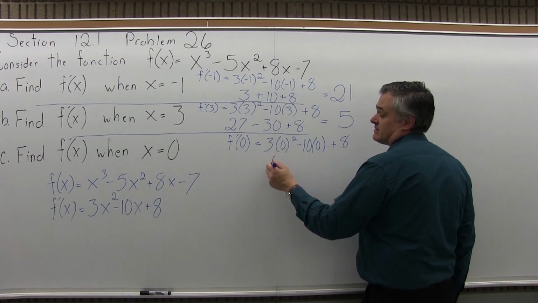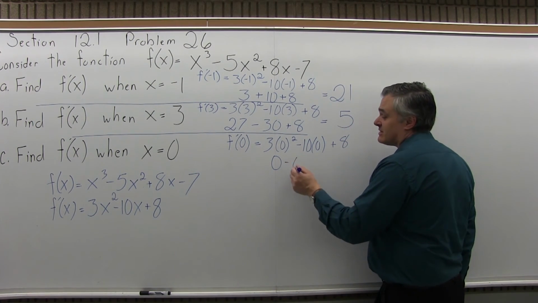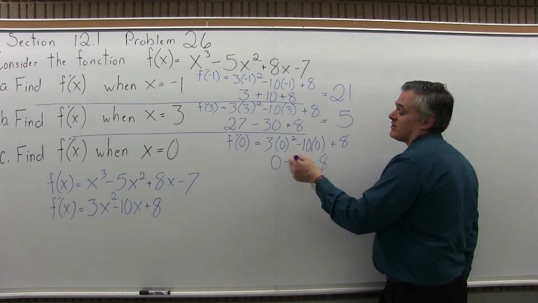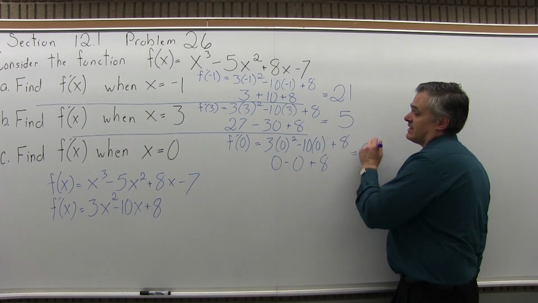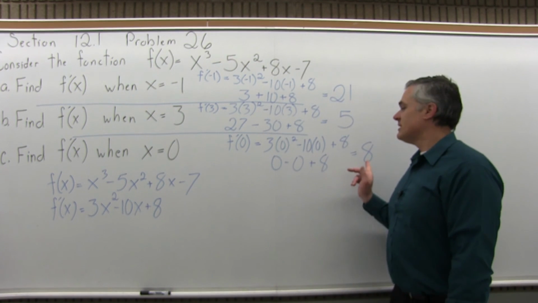Well, the zeros are easy. 0 squared times 3 is 0. Minus 10 times 0 is another 0. Plus 8. So 0 minus 0 plus 8 is just 8. So f prime of x when x is 0 is positive 8.